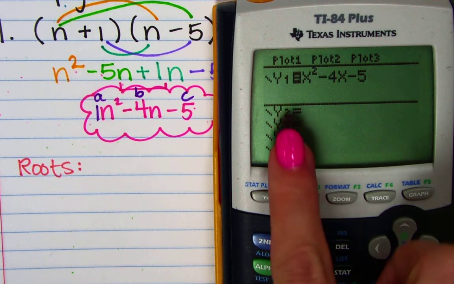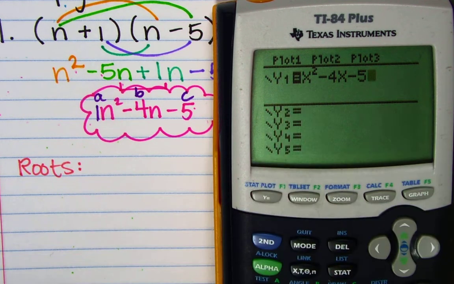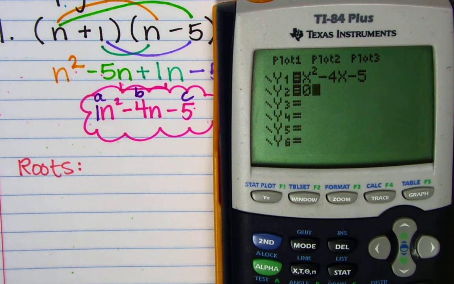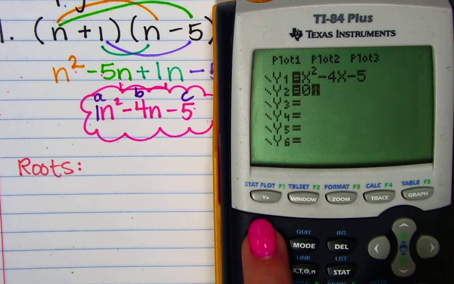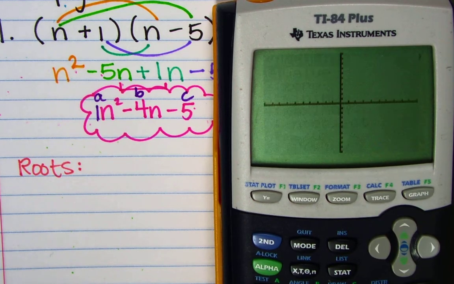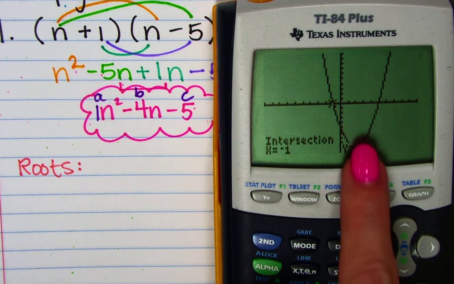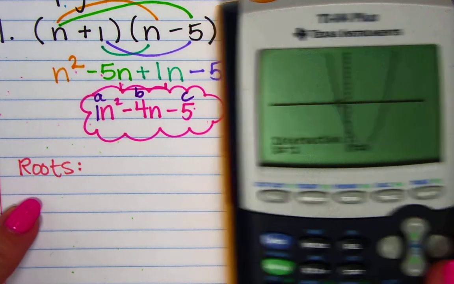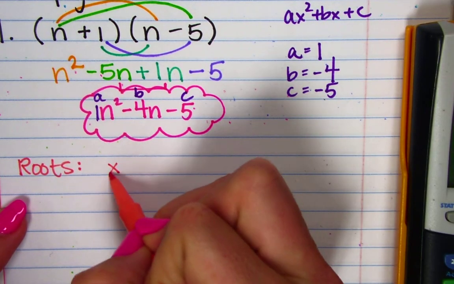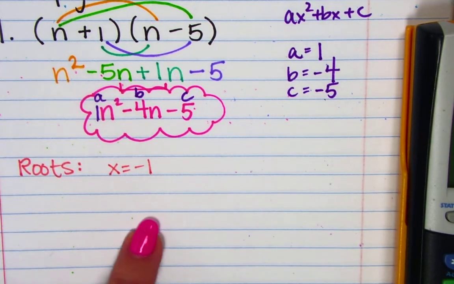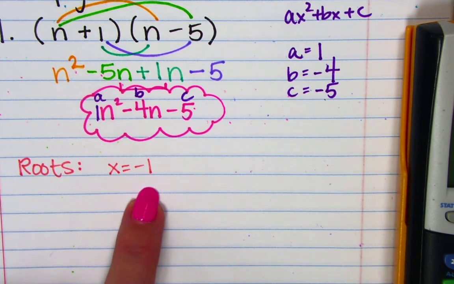To find the roots, what do we have to put in y2? 0. We got to put 0 in there. This is where we're going to use second trace 5. Once I finish graphing, then I do enter, enter, enter. It tells me the first one, -1, 0. Another way to say that is x equals -1. You might see x equals that number, or you might see the coordinate pair.